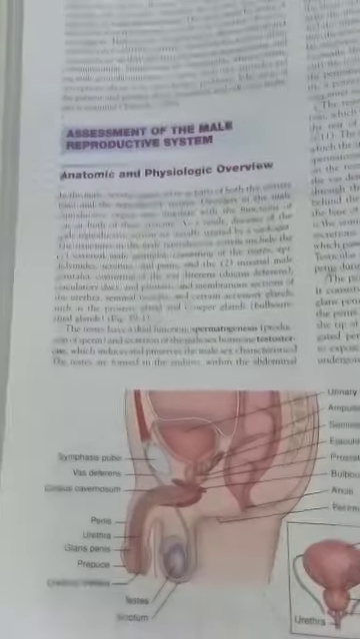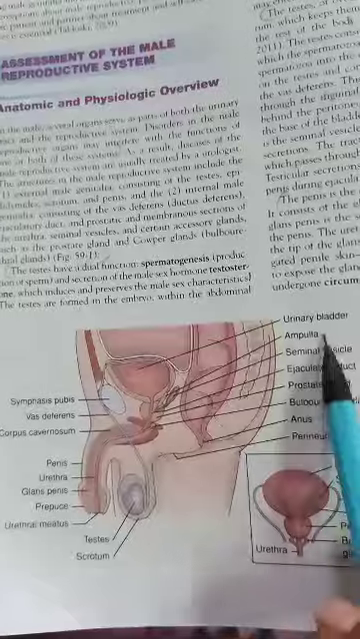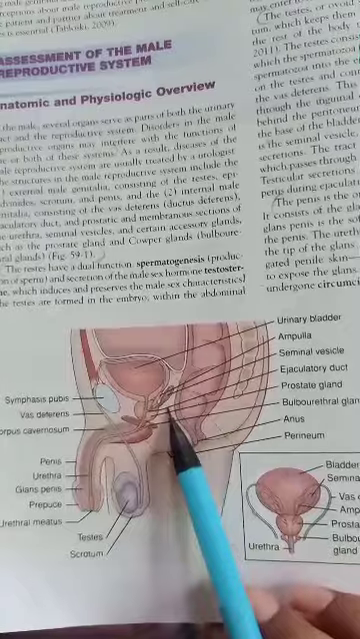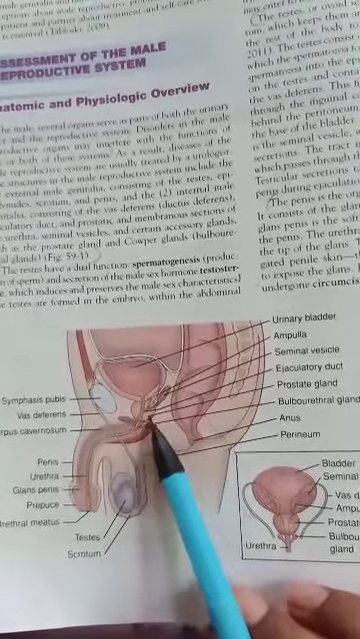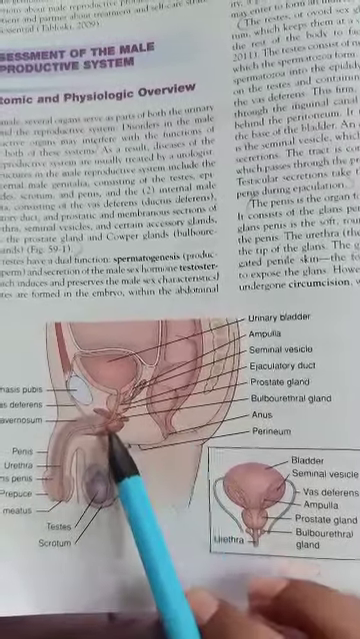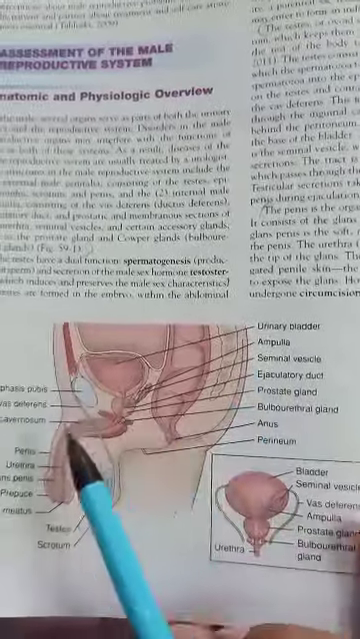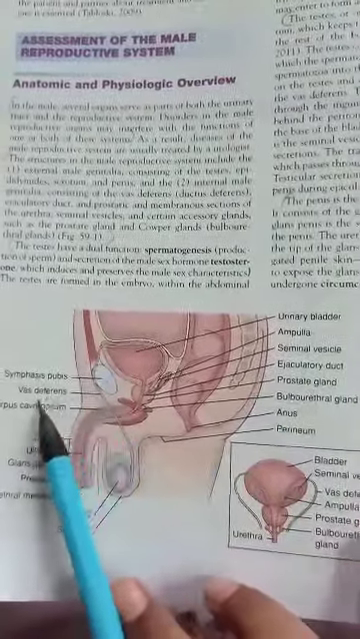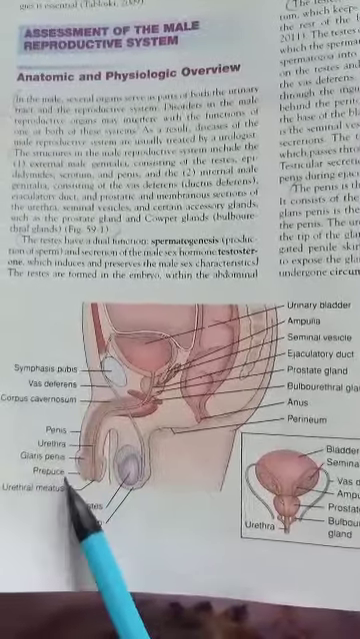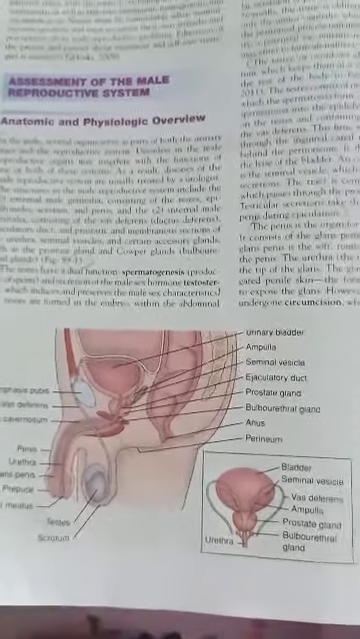So I hope you can see the image. This is the male reproductive system, and this is the urinary bladder, this is the ampulla, this is the seminal vesicle, ejaculatory duct, this is the prostate gland, this is the bulbourethral gland, this is the anus, and the perineum. Okay, and this is the symphysis pubis, this is the vas deferens, corpus cavernosum, penis, urethra, glans penis, prepuce, and urethral meatus. This is the testis and the scrotum.